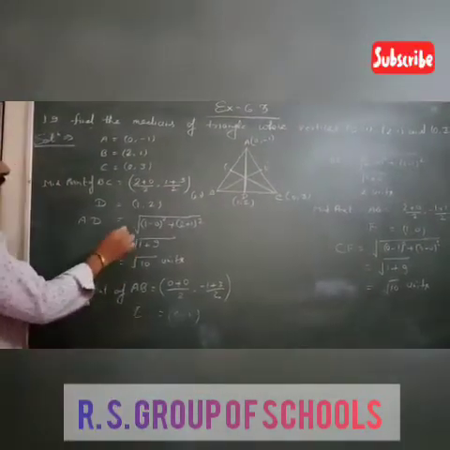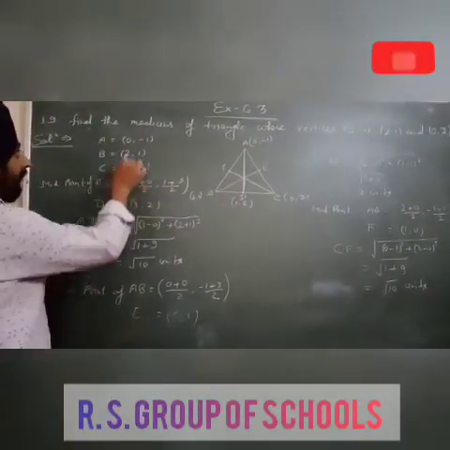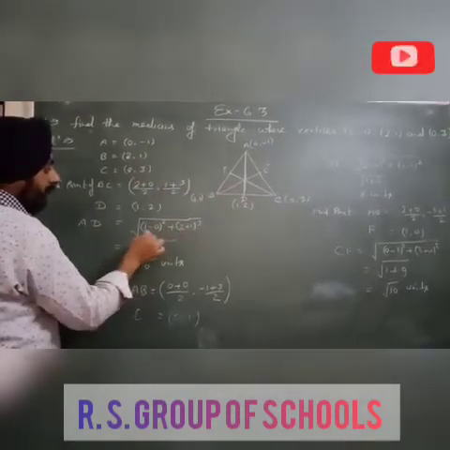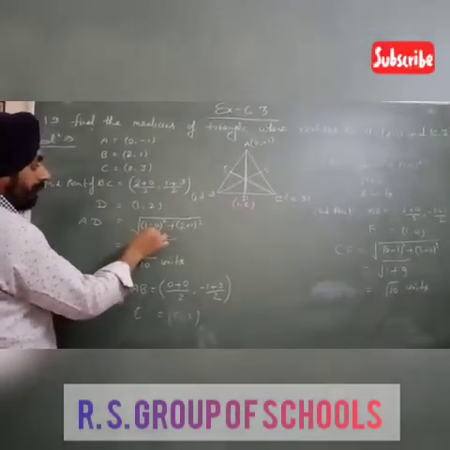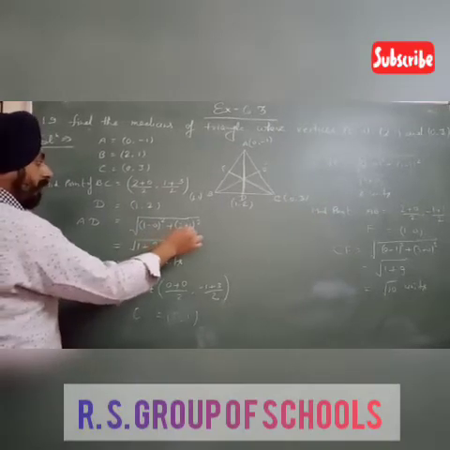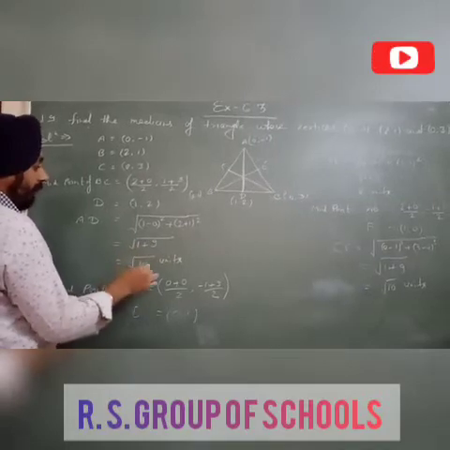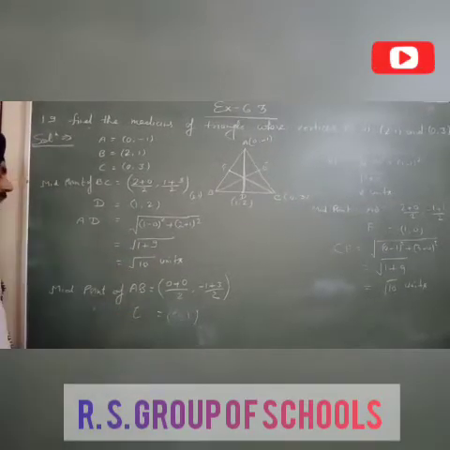AD equals root of (x1 minus x2) whole squared plus (y1 minus y2) whole squared. Then 1 minus 0, 1 squared equals 1. 2 plus 1 equals 3, 3 squared is 9. 1 plus 9 equals root 10 units. The length of AD is root 10 units.